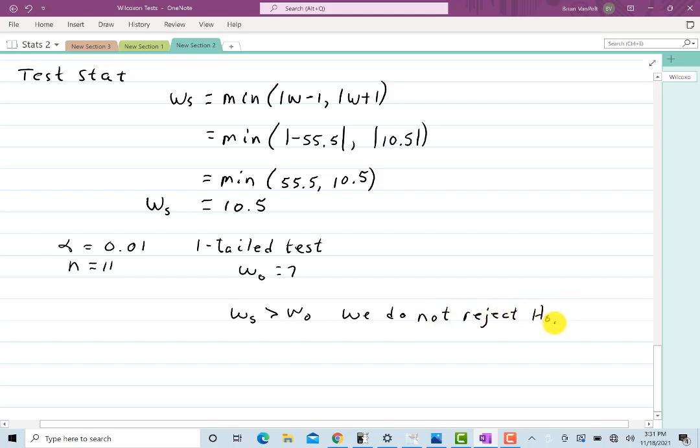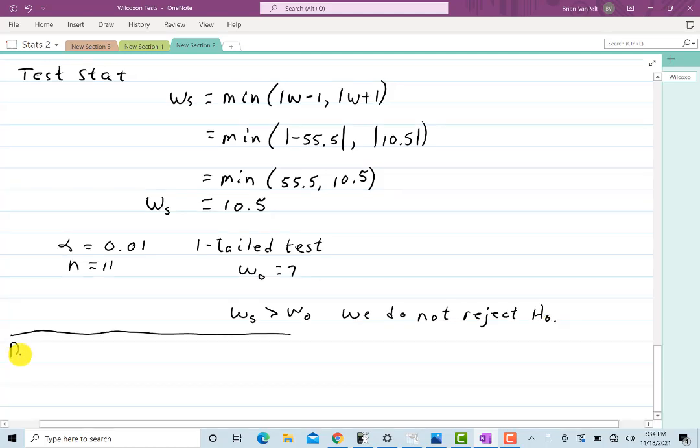H naught. Now, I don't have any kind of calculator shortcut for any of this stuff. There's nothing built into the calculator that can handle this, but none of the computations are very difficult anyway. So, let's move on to the next test.